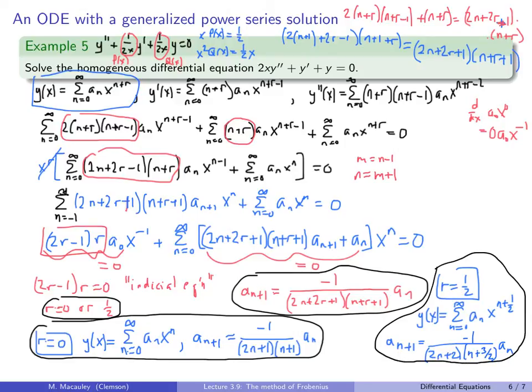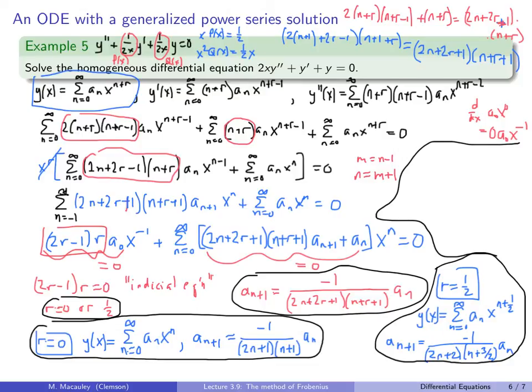And if you want to, you could take this x to the minus 1/2 out in front and make that a square root of x. So it's a power series times the square root of x. So now, let's finish by saying we have our two solutions. This is one of them.